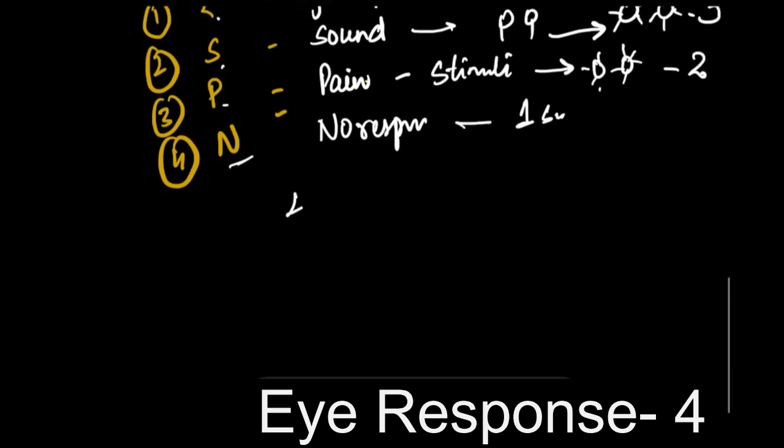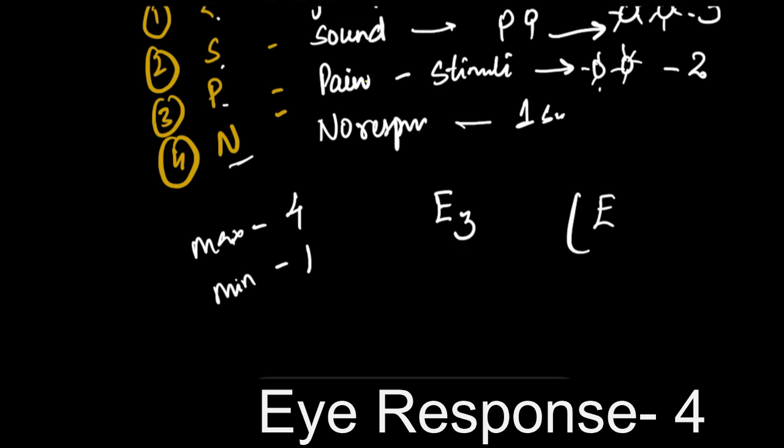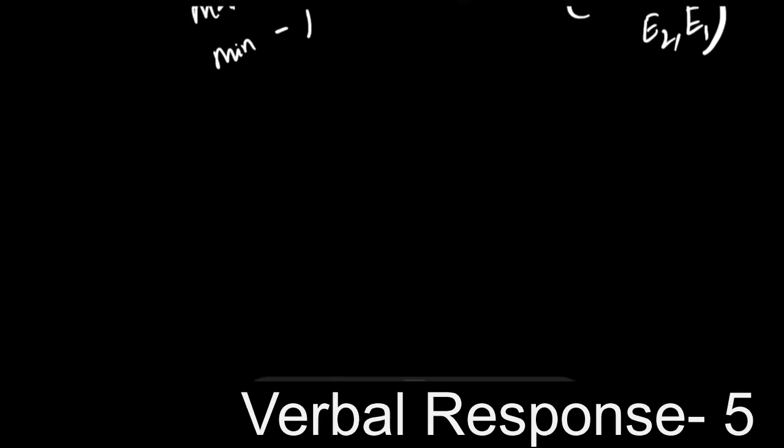So the maximum score will be 4 and the minimum score will be 1. If the patient is responding to sound, the eye response will be written as E3. So usually we write like this: E4, E3, E2 and E1. Moving towards the next part, the second thing is the verbal response.